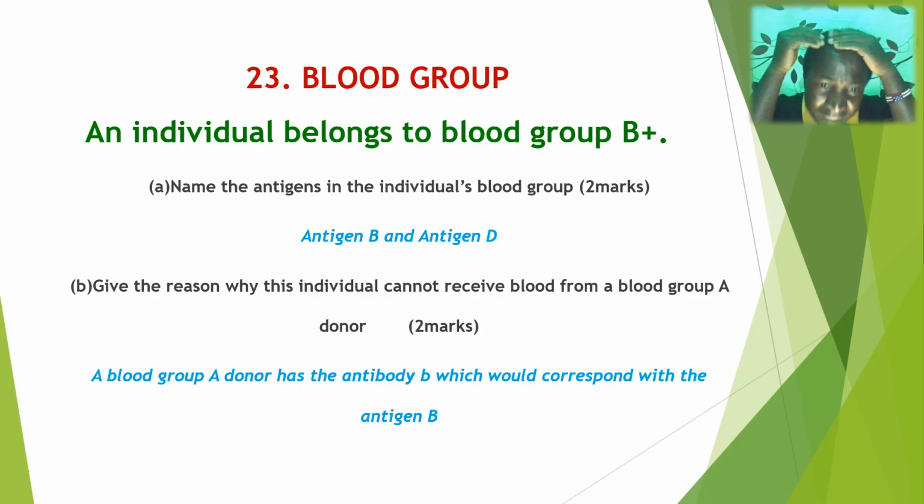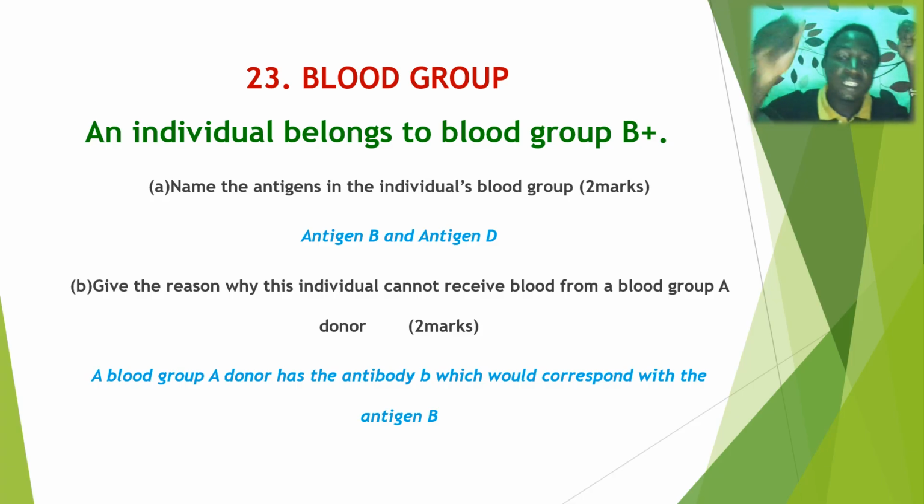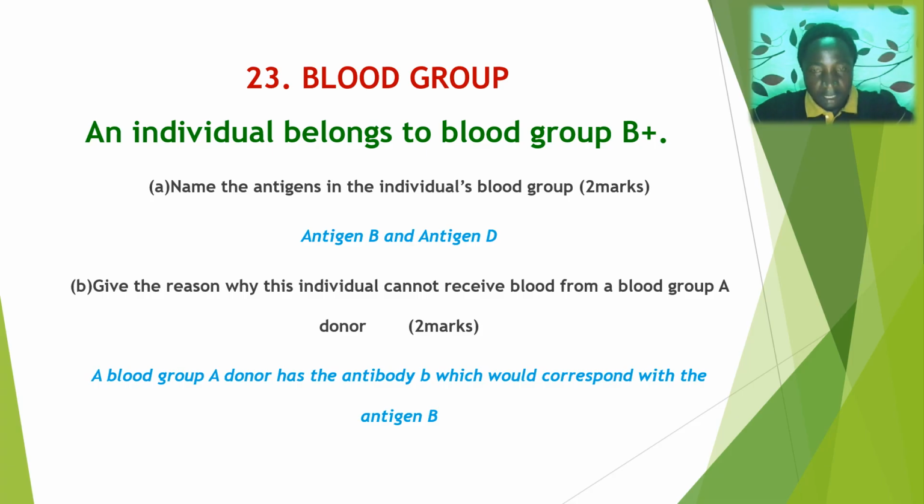Give the reason why the individual cannot receive blood from a blood group A donor. The reason is simple. A blood group A donor has the antibody B, which would correspond with the antigen B, leading to what? Agglutination. Agglutination. Okay, next question, 24.